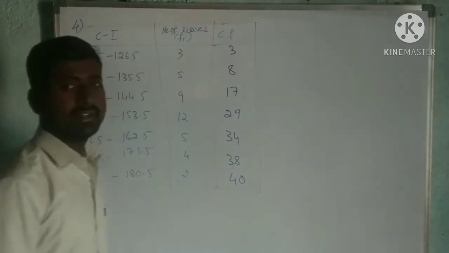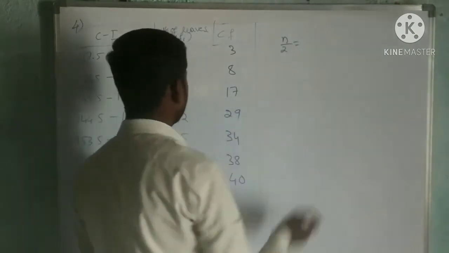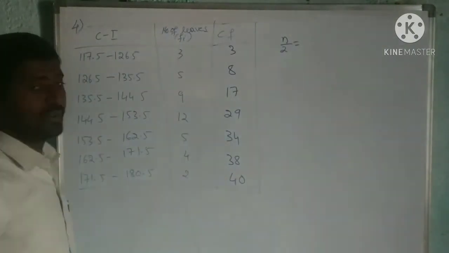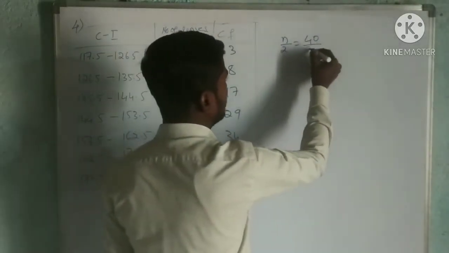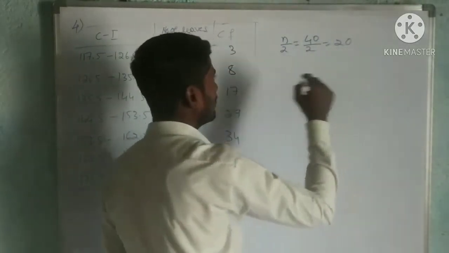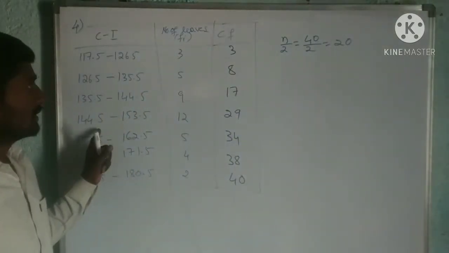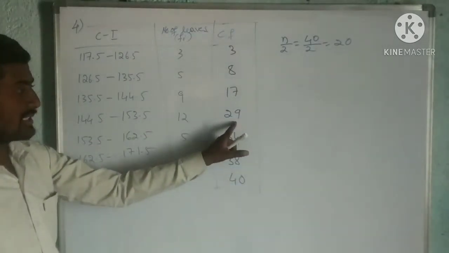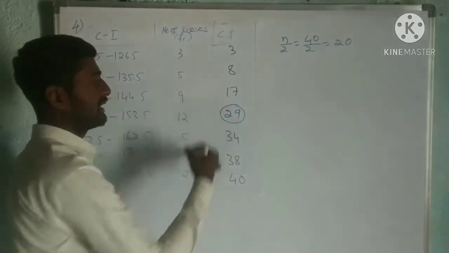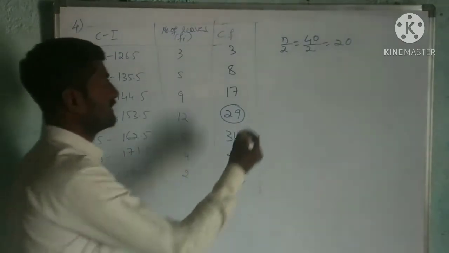First we have to find n by 2. The sum of the frequencies is 40, so n by 2 is 40 divided by 2, that is 20. We look for the cumulative frequency just greater than or equal to n by 2. Looking at the cumulative frequency, just greater than 20 is 29. The corresponding class will be the median class.